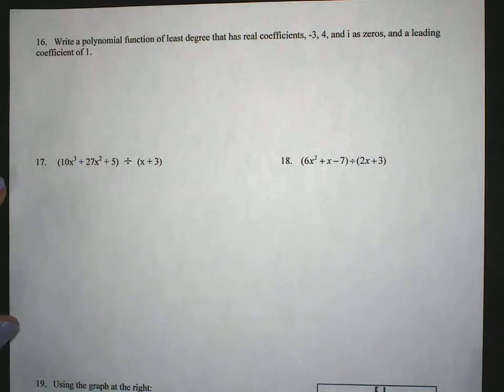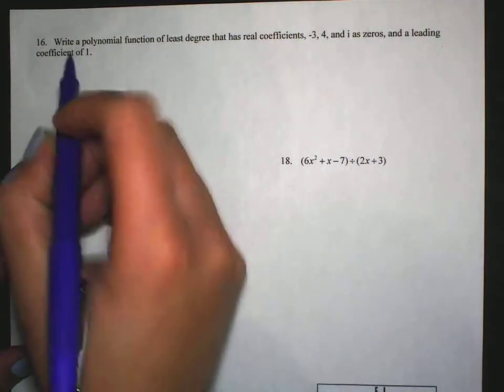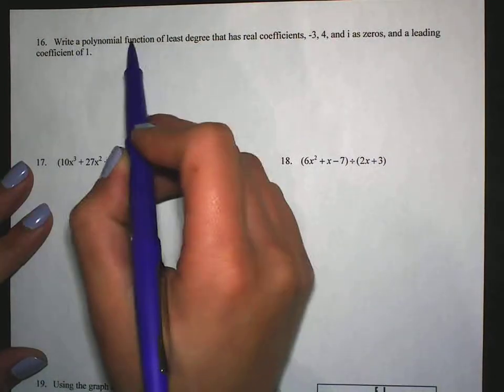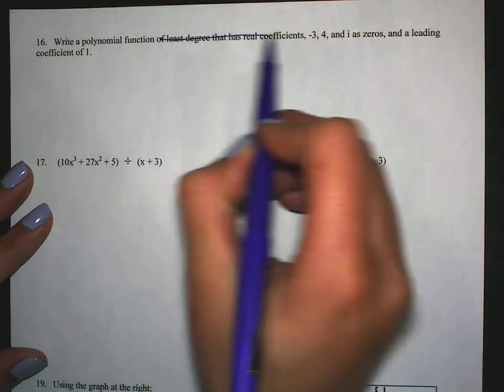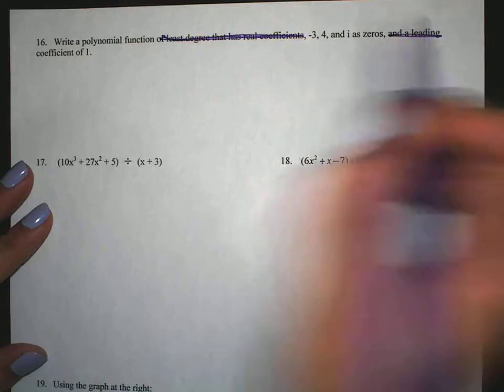Alright, this video is for number 16 of your review. We're going to write a polynomial function of least degree that has real coefficients -3, 4, and i as zeros, and a leading coefficient of 1. So we're going to go ahead and cross out a few things. Write a polynomial function. You really just need to know that the zeros are -3, 4, and i. You don't really need to know that.